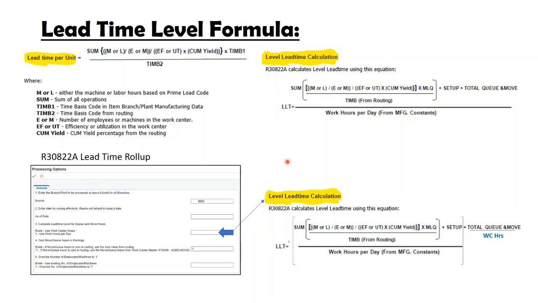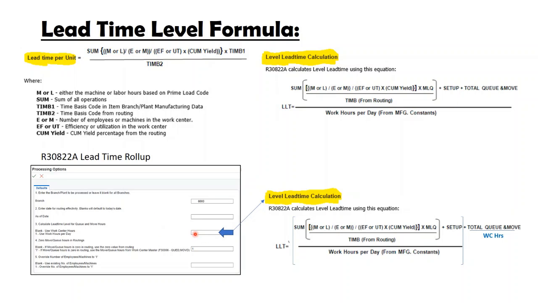So when we work the lead time level formula, we already covered the lead time per unit formula, and with that processing option, the lead time level formula is basically the same, but includes two more new attributes. One is those work days from the manufacturing constants and the manufacturing lead time quantity. And then it's adding in the setup and total queue and move hours.